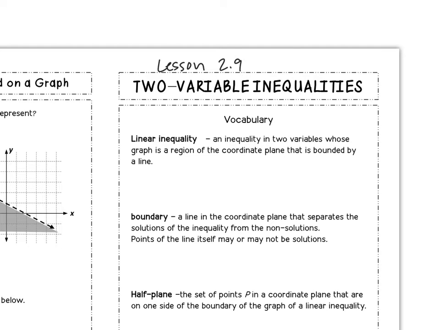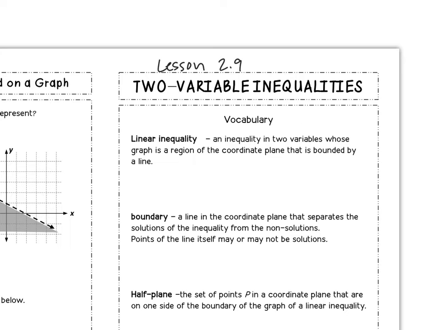Hello, this is going to be lesson 2.9, which is the last of unit 2, and we're going to talk about two variable inequalities. So we've already talked about inequalities as far as solving goes. However, in this section, we're going to talk about inequalities in graphing and what that looks like.